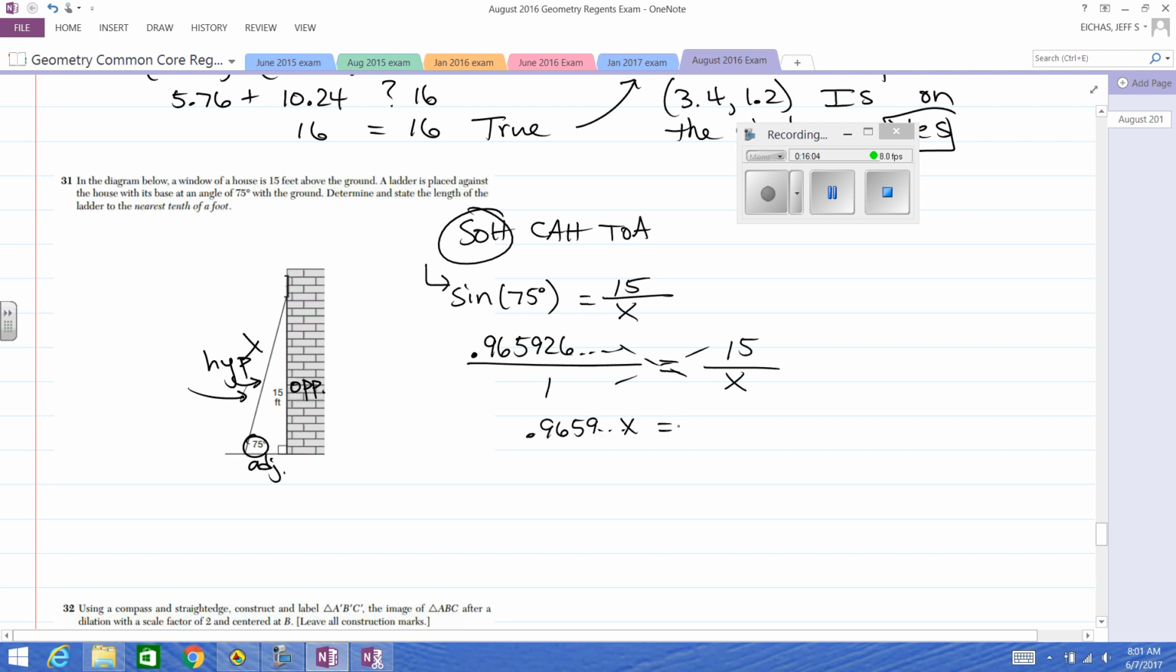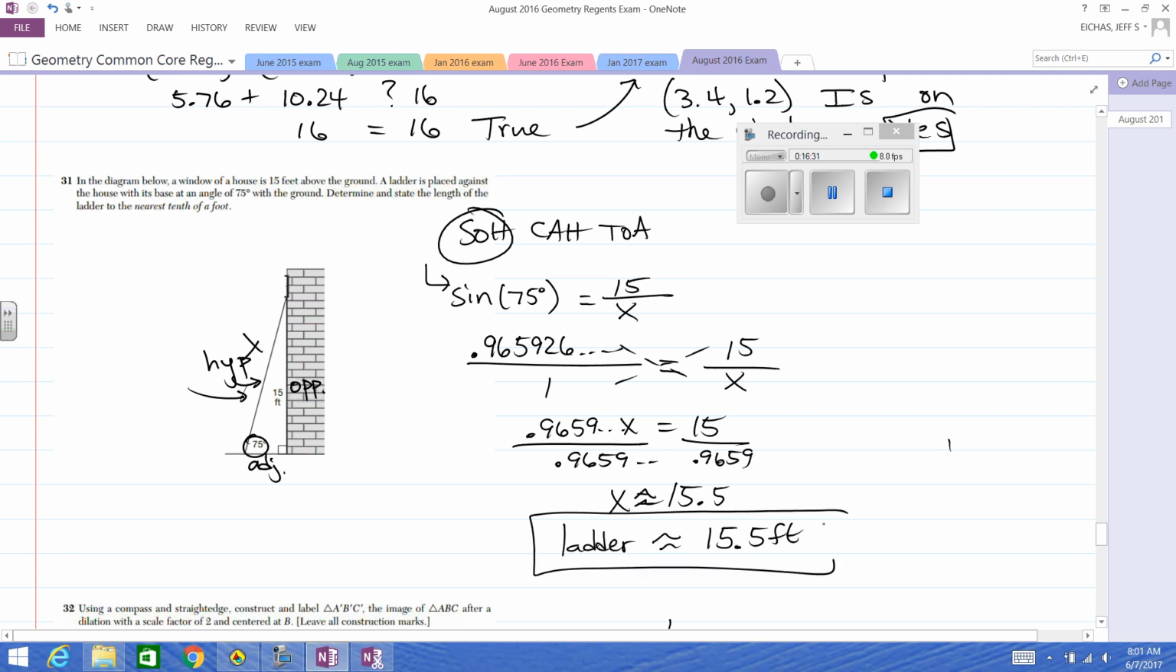0.9659 times x equals 1 times 15. All right, so we're going to divide by that and let the calculator do its work. It looks like 15.5 is the closest. It's about 15.5. So the ladder is about 15.5 feet. So there it is.